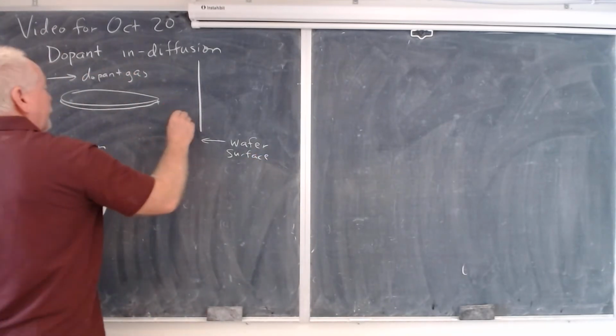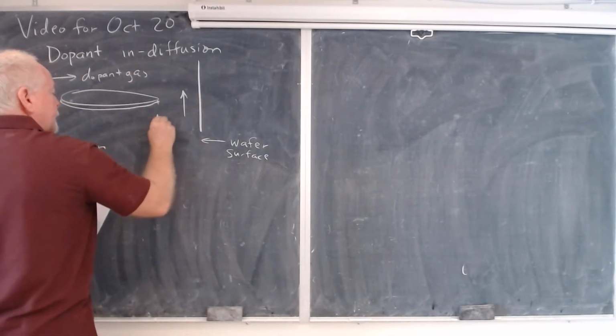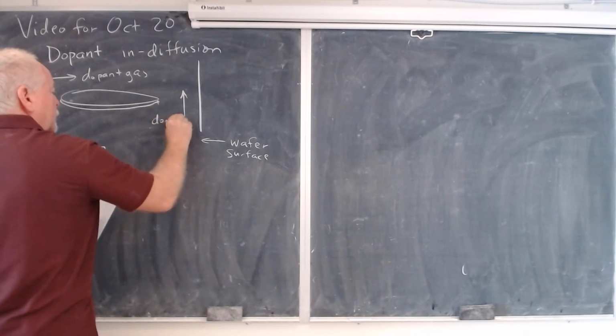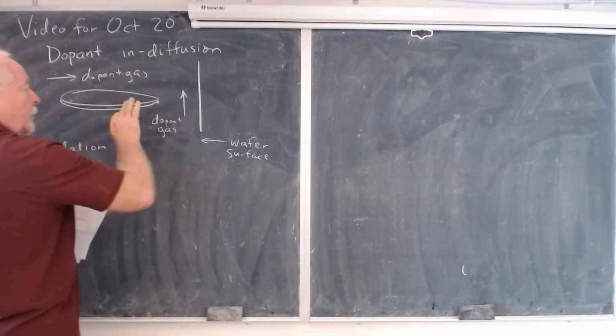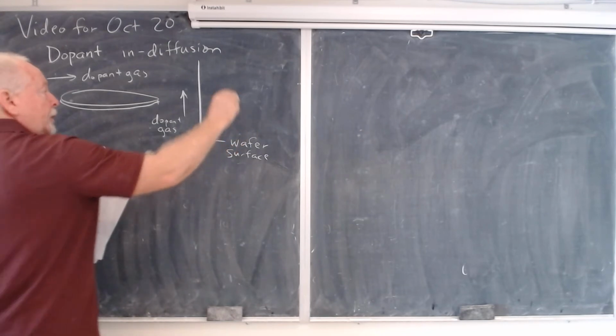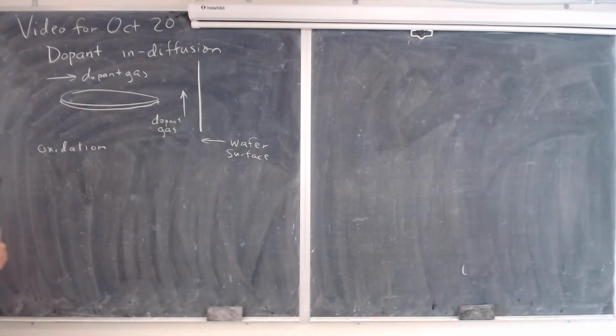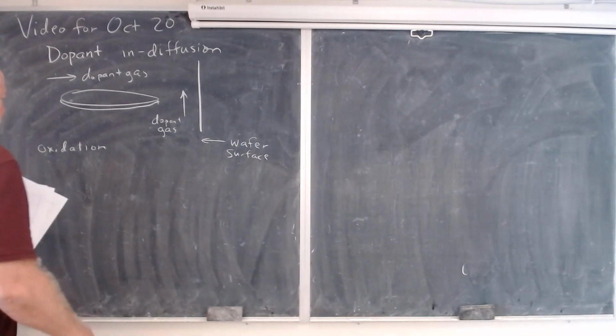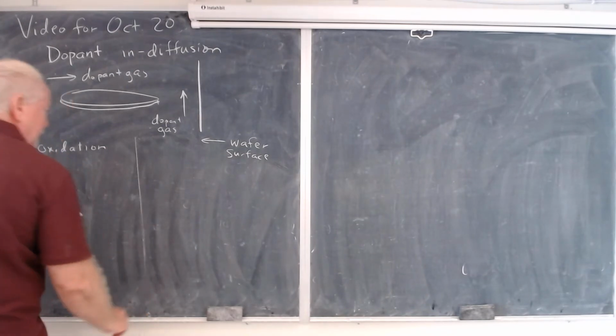And so we have dopant gas, and we're diffusing it into the wafer. It's very similar to oxidation in the sense that both are diffusion processes. Now there are differences. Some are minor and some are not so minor.